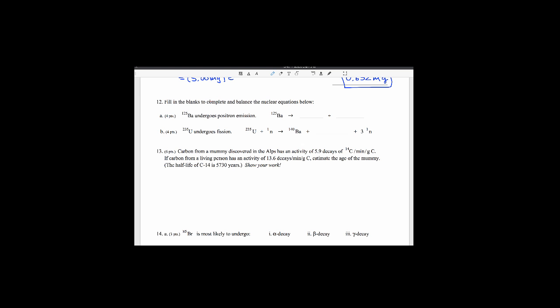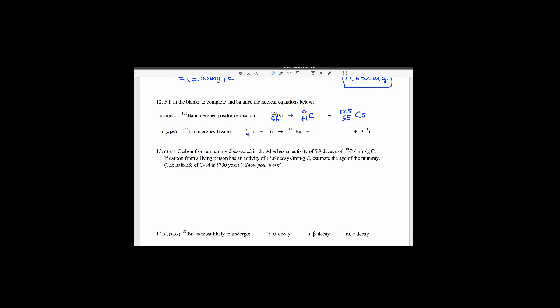Next up are a couple of nuclear equations to balance. First of all, barium, which has atomic number 56, undergoes positron emission, so it emits a positively charged electron, and that leaves the daughter nucleus after positron emission having a mass number of 125, an atomic number of 55, and that is an isotope of cesium.